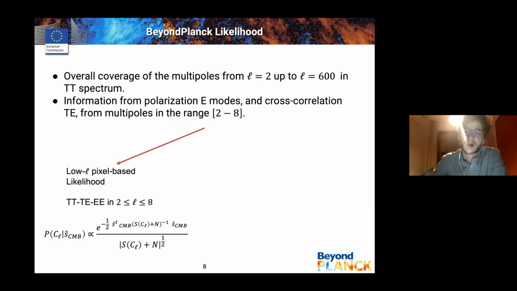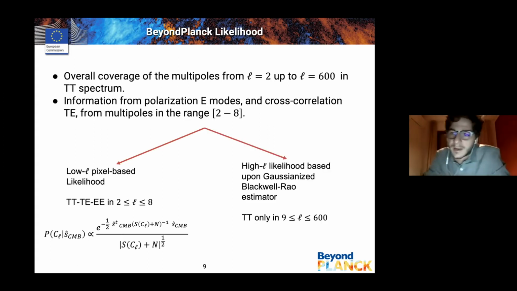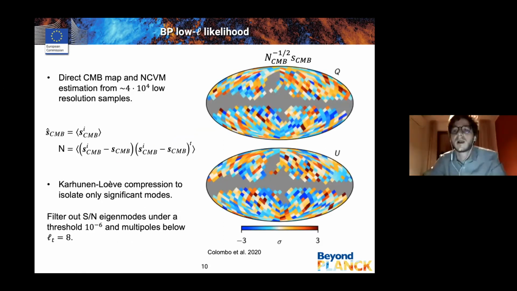So we have a low L pixel-based likelihood that is performing this slow operation in real space, exploiting the full dense noise covariance matrix built on samples. We'll see how we build this noise covariance matrix. And as already has been said by Loris and Hans Christian yesterday, it is basically a Gaussian likelihood as function of the signal within each pixel, and a high L likelihood that is actually based upon the fast operations in harmonic space, and is based upon the Gaussianized Blackwell-Rao estimator on temperature and in the multipole range from 9 to 600. So let's start from the low L likelihood.